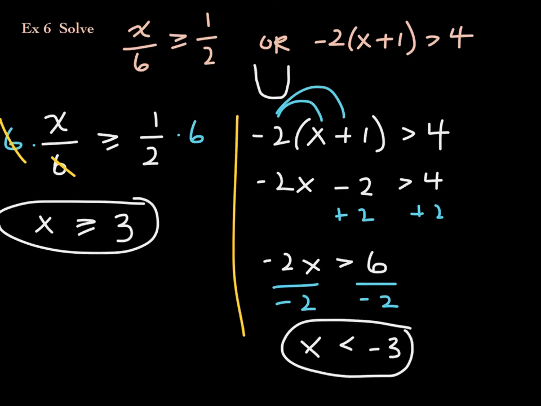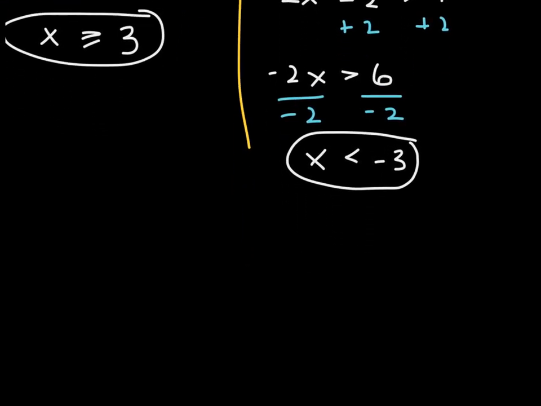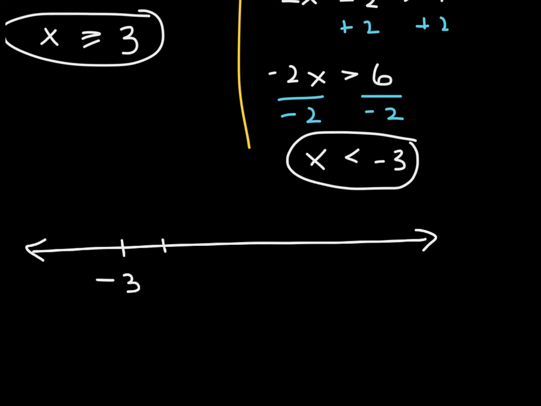All right, everybody, let's show the graph of the solution set. Now, remember that we're talking union here. Union, okay? I'm going to make this negative 3, negative 2, negative 1, 0, 1, 2, 3.